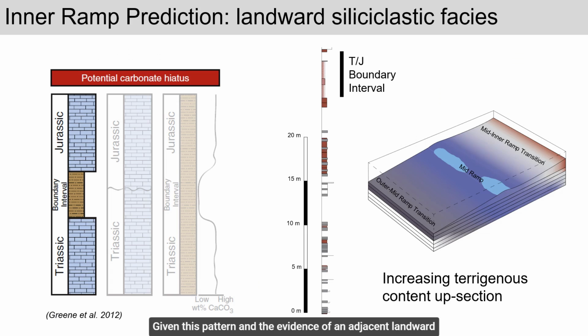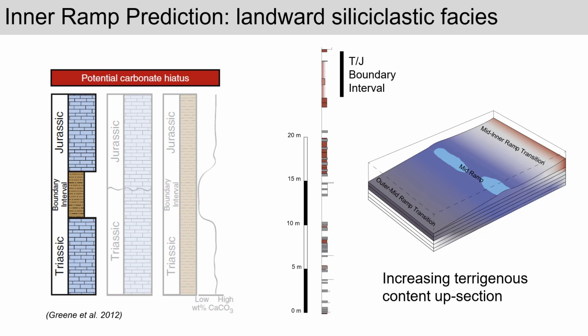Given this pattern and the evidence of an adjacent landward siliciclastic source environment beginning in the silty mudstones, we would predict to find additional siliciclastic-dominated facies up section as shallowing continues. This prediction is supported by the siliciclastic-dominated facies at the Triassic-Jurassic boundary interval, and indicates that the initial reduction in carbonate occurring well below the boundary interval is a predictable facies change reflecting proximity to the shoreline.